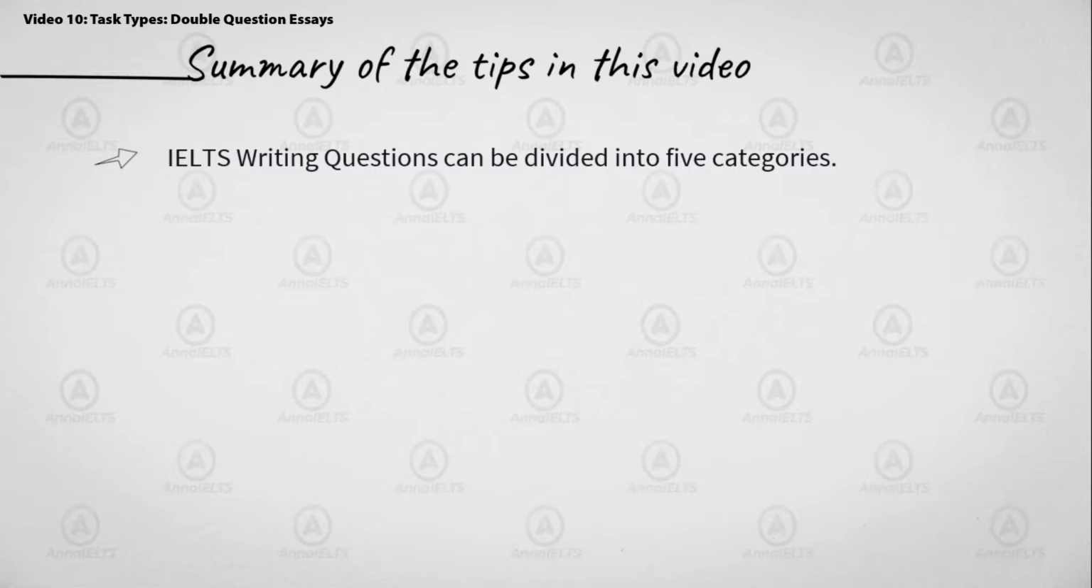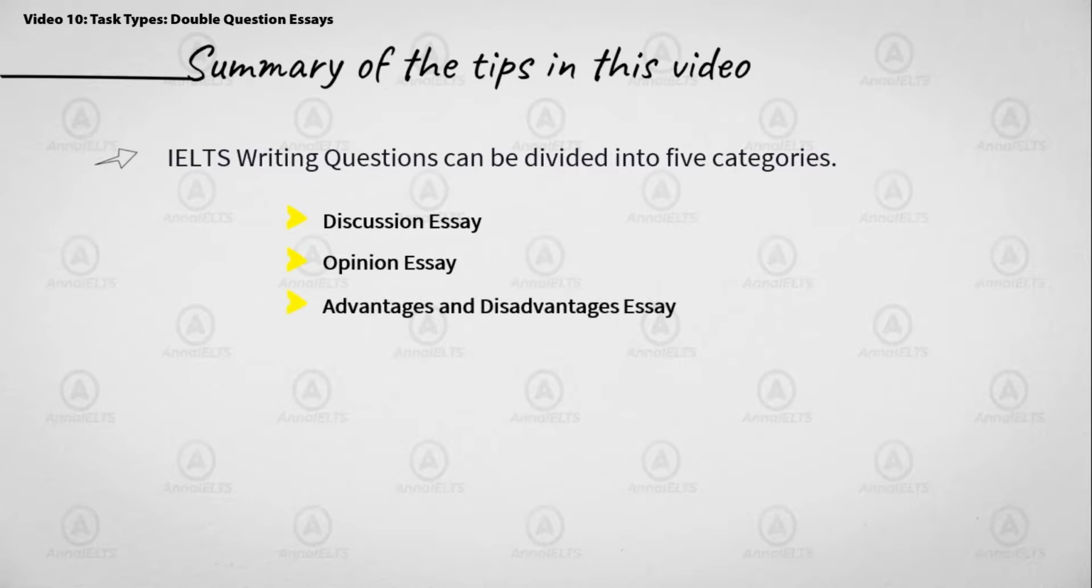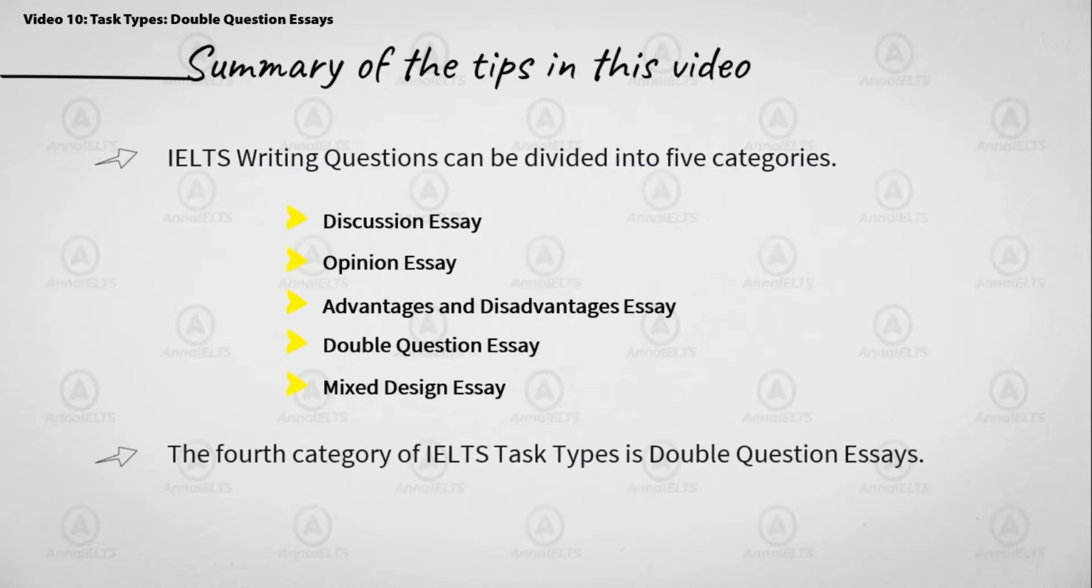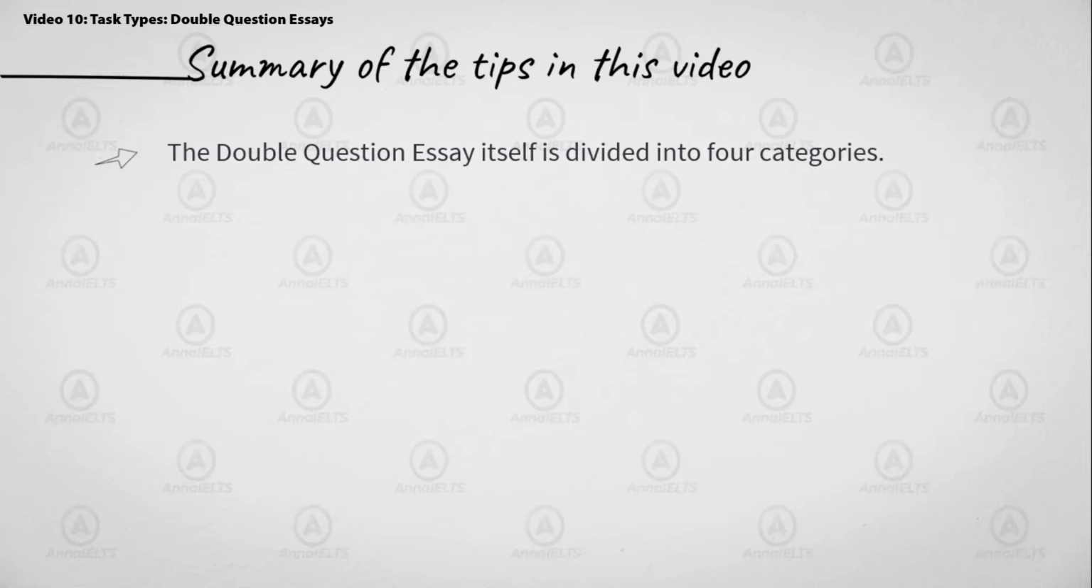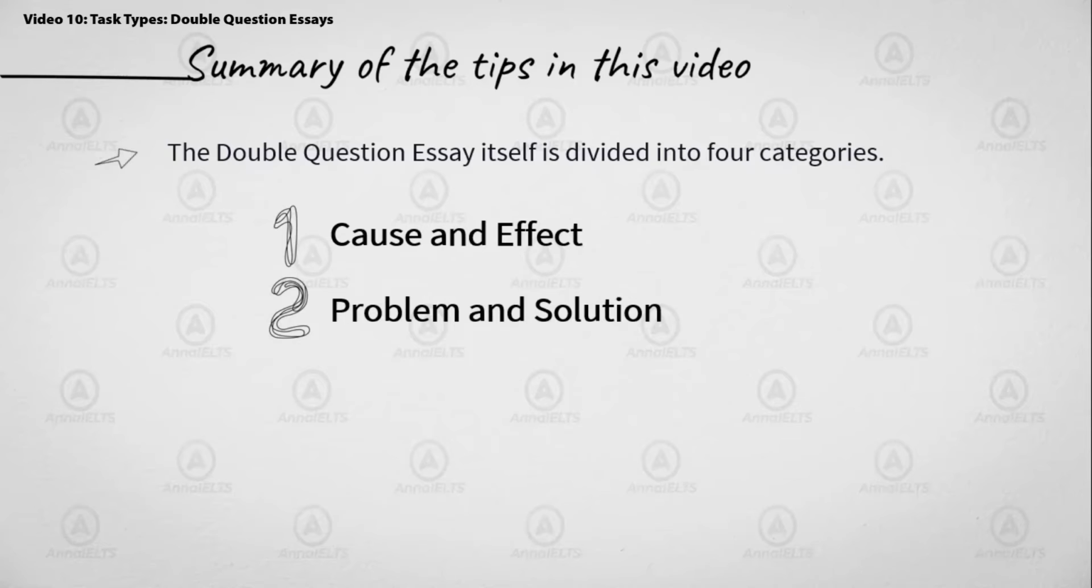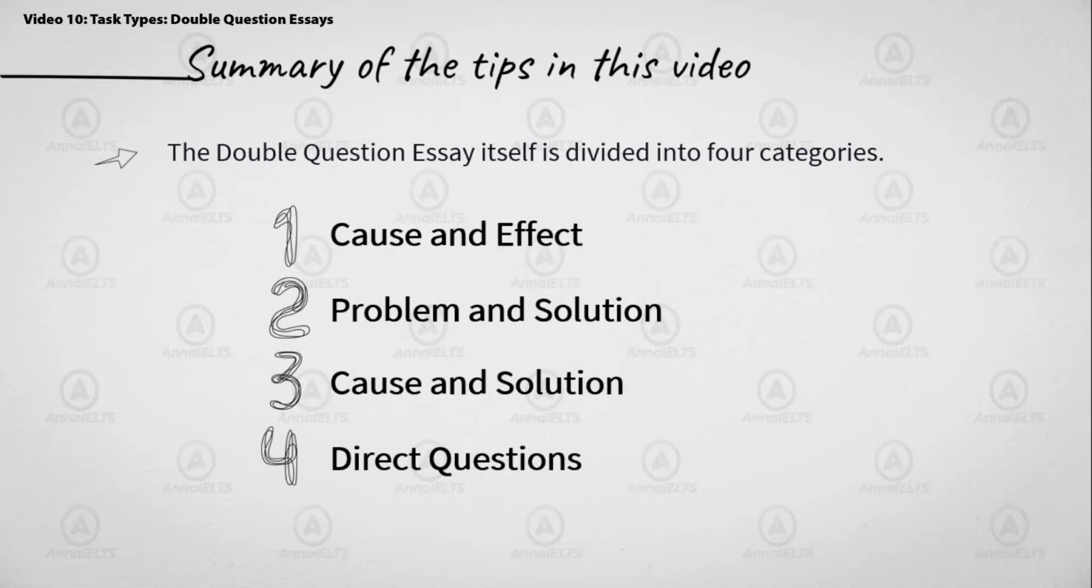IELTS writing questions can be divided into 5 categories: discussion essay, opinion essay, advantages and disadvantages essay, double question essay, mixed design essay. The first category of IELTS task types is double question essays. The double question essay itself is divided into 4 categories: cause and effect, problem and solution, cause and solution, direct questions.